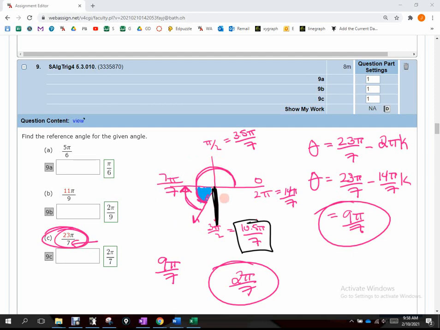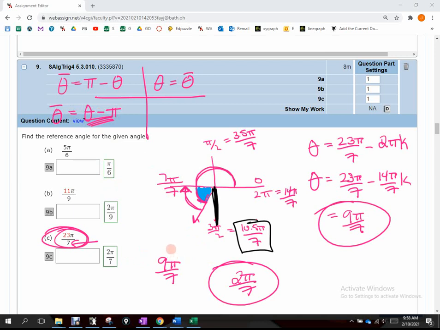Another way of doing that is, I'll just draw a different coordinate plane here. If theta resides in the first quadrant, then theta and theta bar are the same. If theta terminates in the second quadrant, then theta bar is equal to 180 minus theta, but if we do it in radians, it's pi minus theta. In the third quadrant, it is theta minus pi. And that's the one we're working at here.